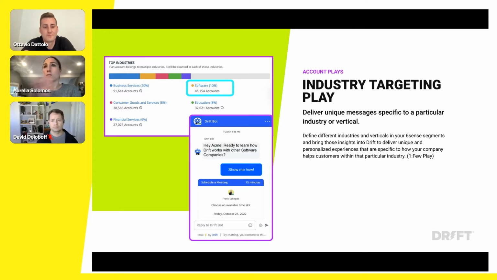And so this is one of those use cases: being able to define different industries and verticals in your 6sense segments, and then bring those insights into Drift so that you can deliver that really personalized experience that's specific to how, one, you speak to them in their own language, but also how your business helps them specifically in their industry, not just a generic, "Hey, we help companies do XYZ." It's, "Hey, hi, XYZ, we help financial services companies like XYZ do blah, blah, blah," using the right words. So that was a bad example, but we have a great number of financial services customers ourselves.